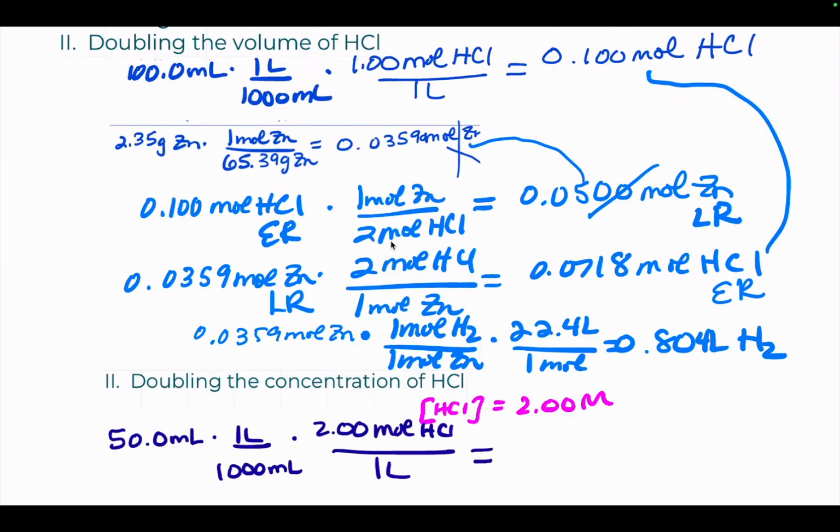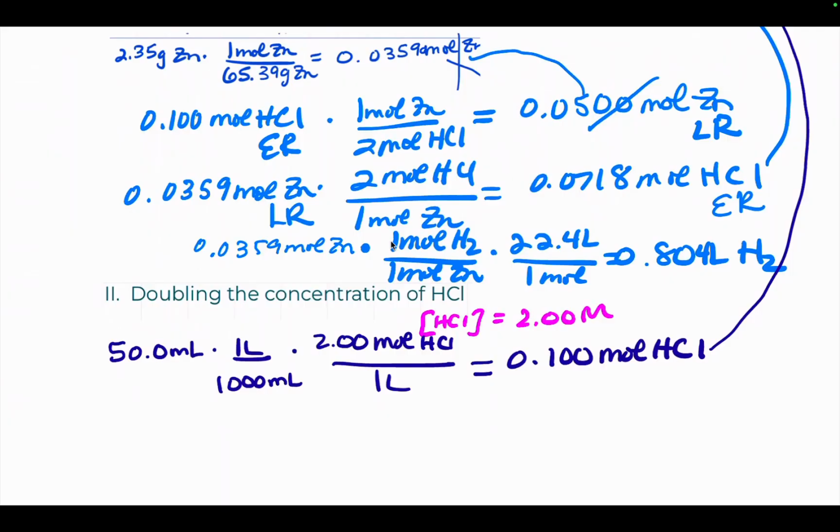And so that gives me 0.1 moles of HCl. Can you see how this is identical now? What's going to happen by doubling the molarity? Now the limiting reactant is going to be the zinc, and then you're going to be able to make 0.804 liters of hydrogen. If for some reason you didn't have that, you would want to reestablish who the limiting reactant is.